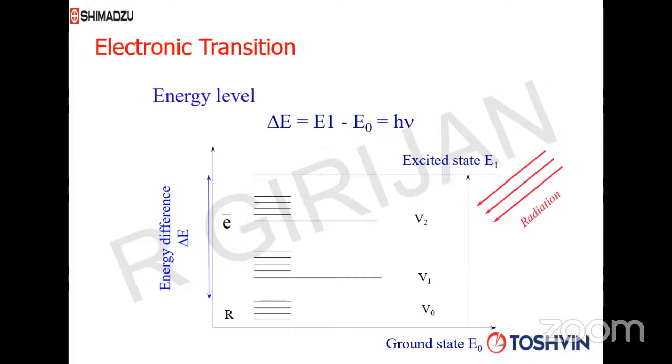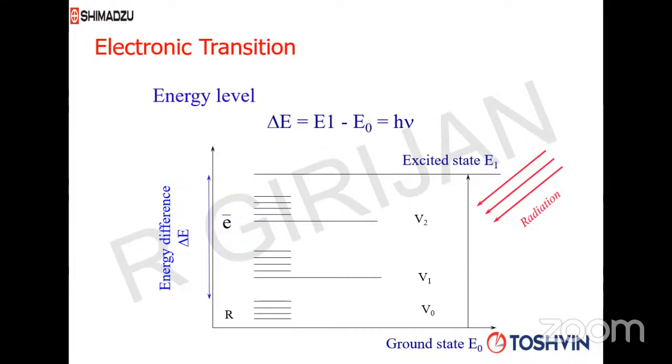Now the difference between these two, delta E, is equal to E1 minus E0. That is equal to, we can write it as, h nu. That is the quantum of energy taken by the sample when it was exposed to UV radiation.